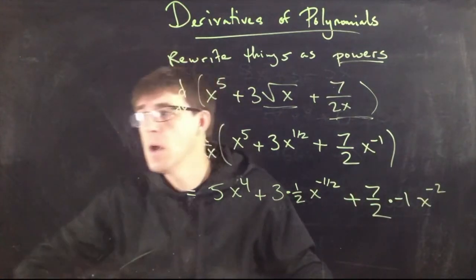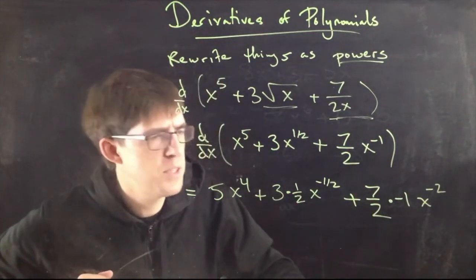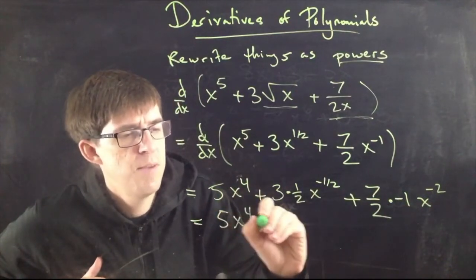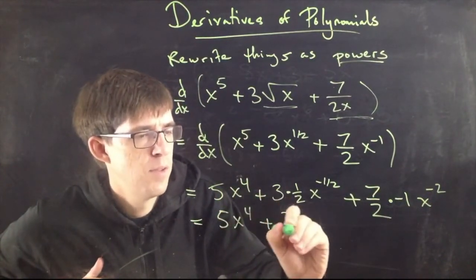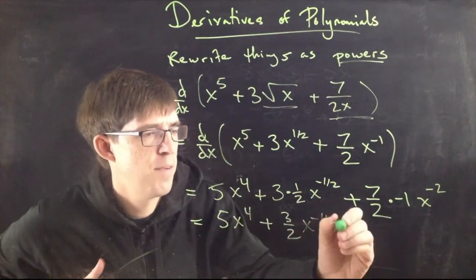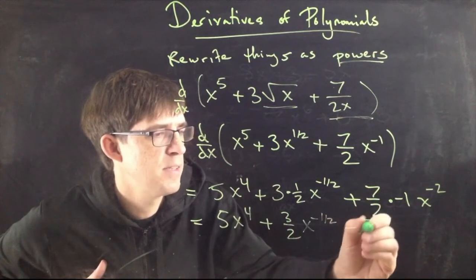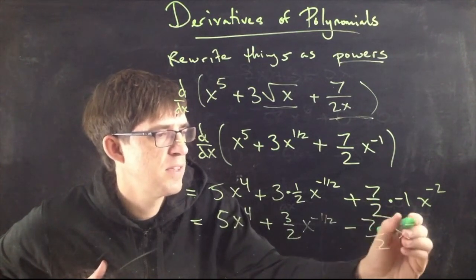I took the derivative. You can leave your answer like that, although if you insist on doing little simplifications, it'd be 5x to the 4 plus 3/2 x to the minus 1/2 plus, this I guess would be minus, because I have a minus there, minus 7/2 x to the minus 2.